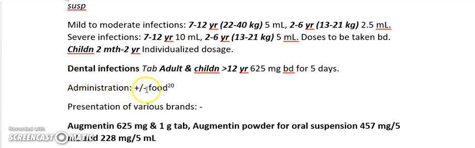And for dental infections, in adults, it's 625 milligrams BD for 5 days. So it can be taken with or without food.